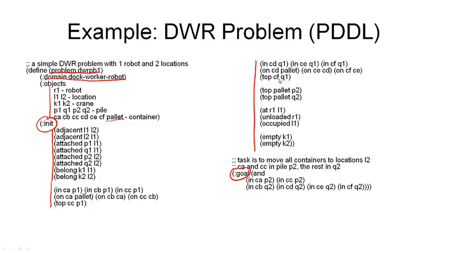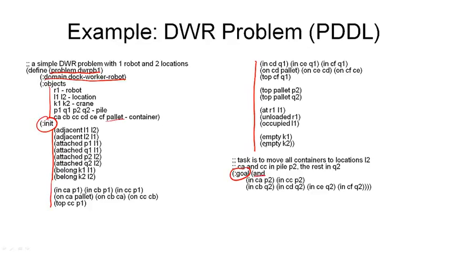The same for the second pile. This is also at location 1, containing 3 containers stacked on top of each other, and container F at the top. The piles at the other location are both empty, as you can see here, because the top of the pile is the pallet. Finally, we learn where the robot is and that it is unloaded, and also that the 2 cranes are currently not holding anything. That was the initial state, and now comes the goal.